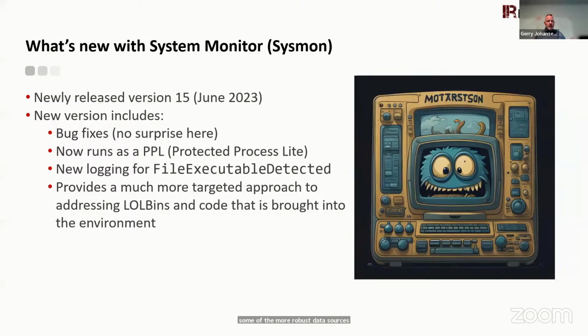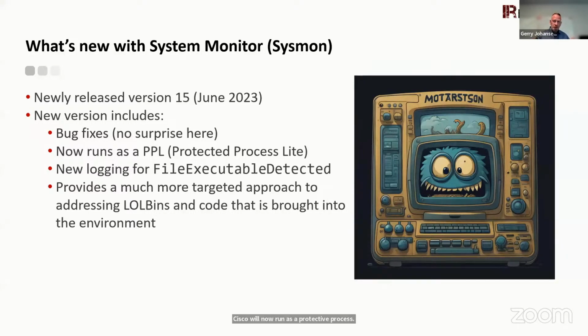So I talked about an update, just updated to version 15 that just dropped in the last month or so. Not really too exciting in terms of bug fixes. It's obviously a Windows Sysinternals tool. It's a Windows tool. Everything's got bugs. No real surprise there. But there are 2 things that are very important with this update, and the first is Sysmon will now run as a protected process.